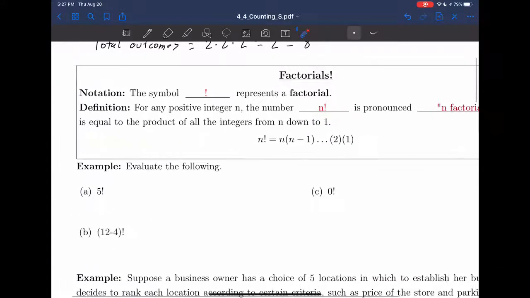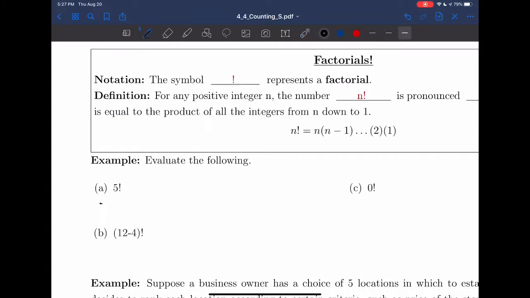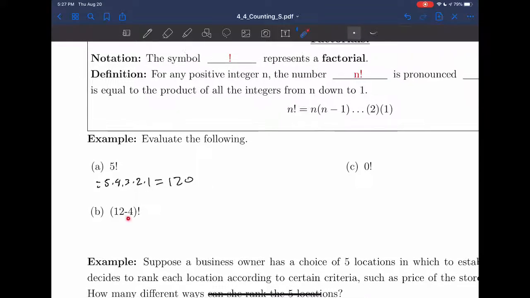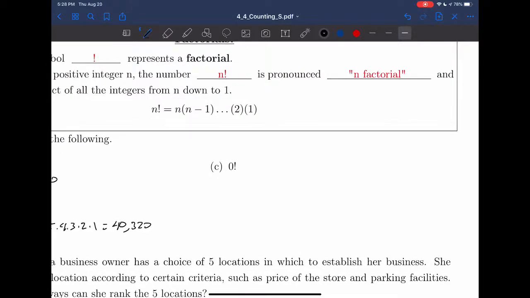For example, let's evaluate some of the following. 5 factorial is just going to be 5 times 4 times 3 times 2 times 1, which is 120. And for 12 minus 4 factorial, we know that 12 minus 4 is just 8. So 8 factorial will be 8 times 7 times 6 times 5 times 4 times 3 times 2 times 1, which is 40,320. Notice that factorial gets really big really fast. But what's 0 factorial? Well, it's actually equal to 1.